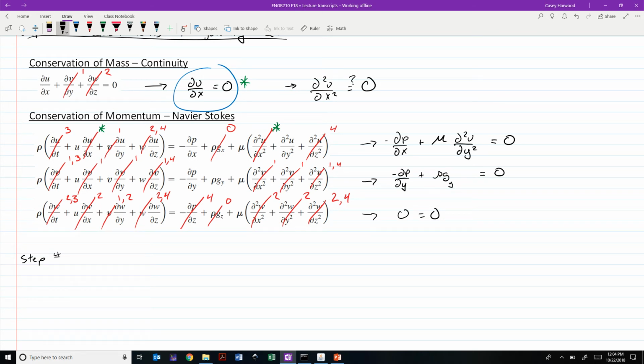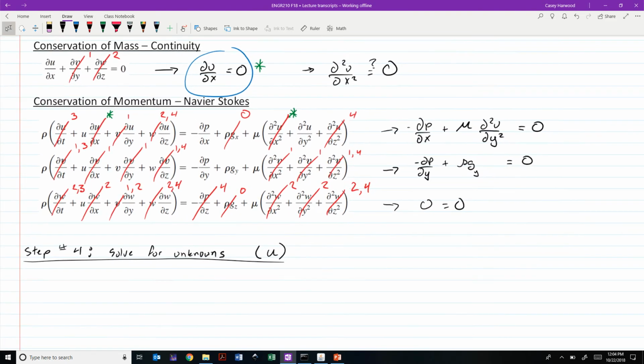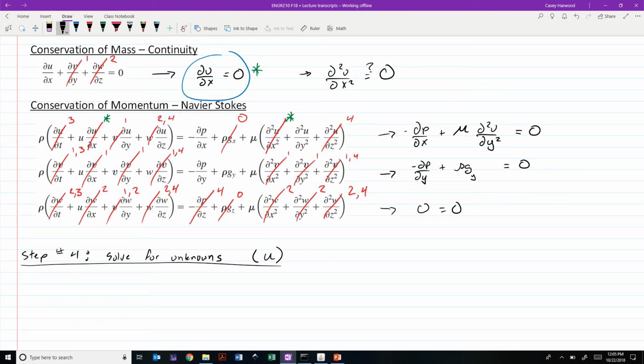Okay, so step number 4 is really divided into 2 parts. We're seeking to solve for unknowns. In this case, the unknown is the velocity u. The first step is going to be to integrate our simplified equations.